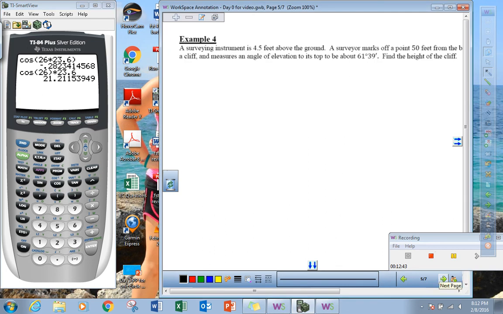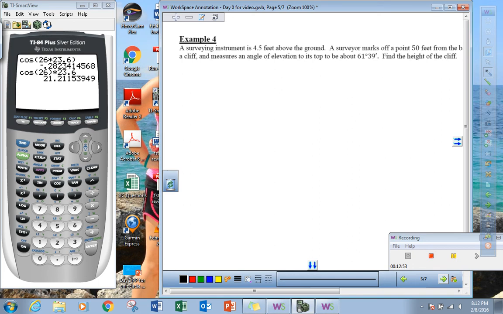Jump over to your number 4. A surveying instrument is 4.5 feet above the ground. A surveyor marks off a point 50 feet from the base of the cliff and measures an angle of elevation to its top to be about 61.39 degrees. Find the height of the cliff.